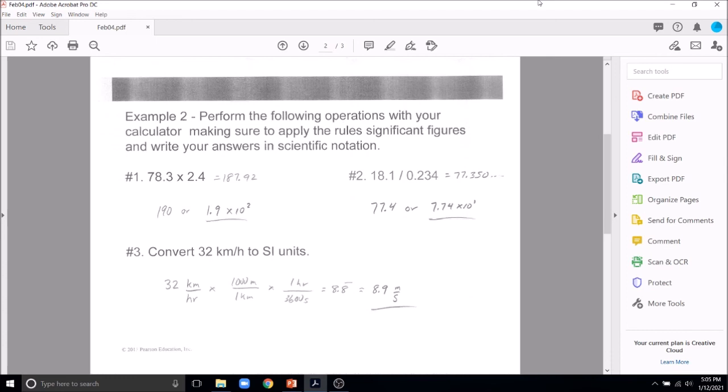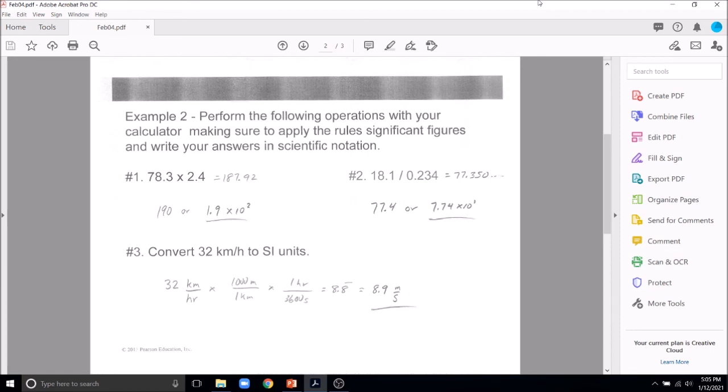All right, the last example, we want to convert 32 kilometers per hour to SI units. So that would mean the kilometers per hour would have to be converted to meters per second, because meters is the standard SI unit for length and seconds is the standard SI unit for time. We start with a 32. We'll multiply that by 1,000 meters over 1 kilometer to convert into meters. We then multiply by 1 hour over 3,600 seconds to convert into seconds. Multiply all the top, multiply the bottom together, divide, and we get 8.88888 forever.